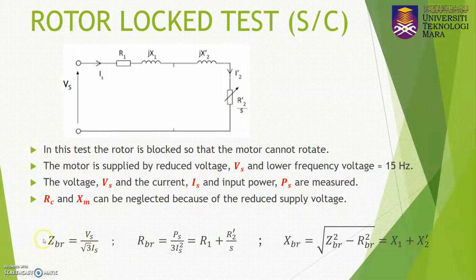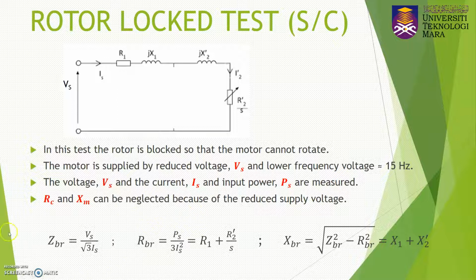Using this formula, Z equivalent, or Z_BR for blocked rotor, is equal to the voltage supply divided by the current. Since this is three-phase, you need to multiply the current by the square root of 3, so Z equivalent is Vs divided by the square root of 3 times Is. Z equivalent equals R1 plus R2 prime divided by S, plus jX1 plus jX2 prime. For R_BR, you can use the formula R equal to P divided by 3I squared.